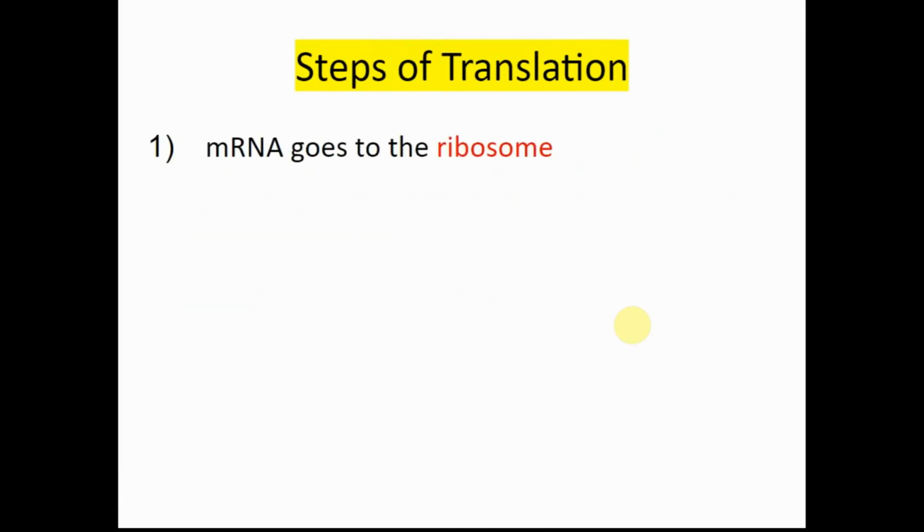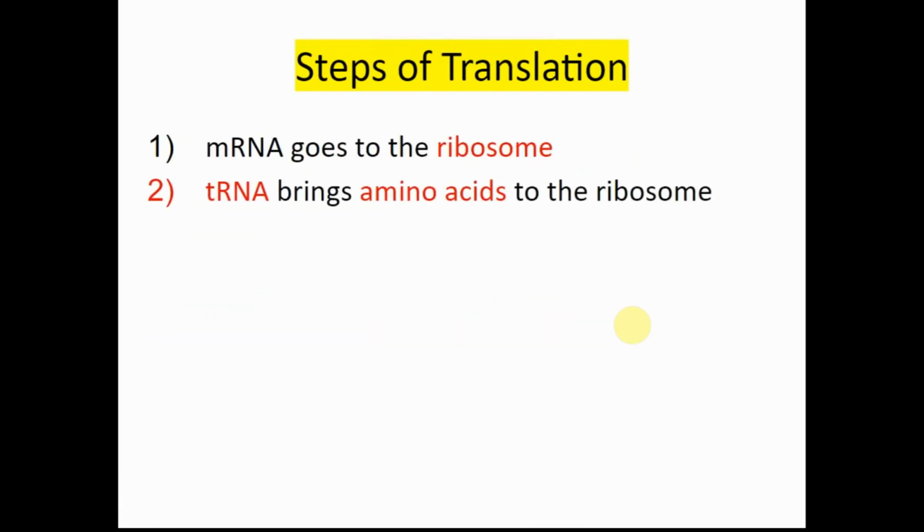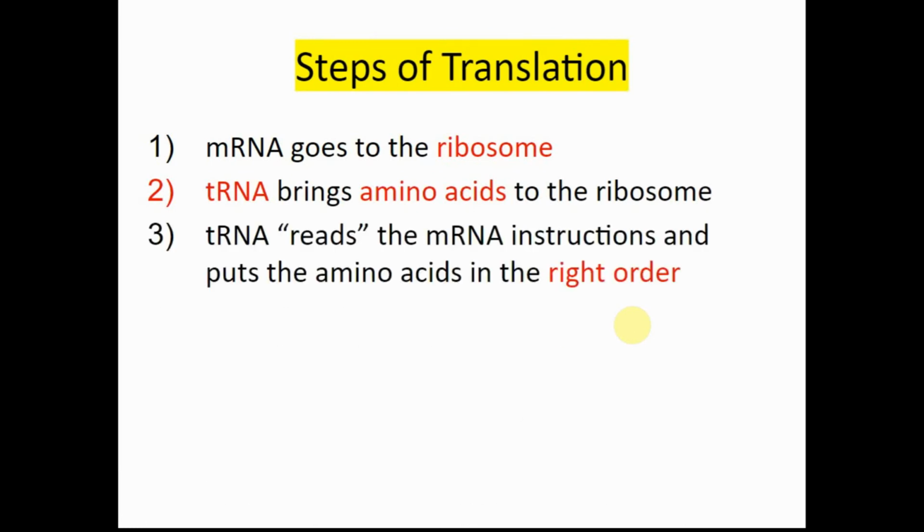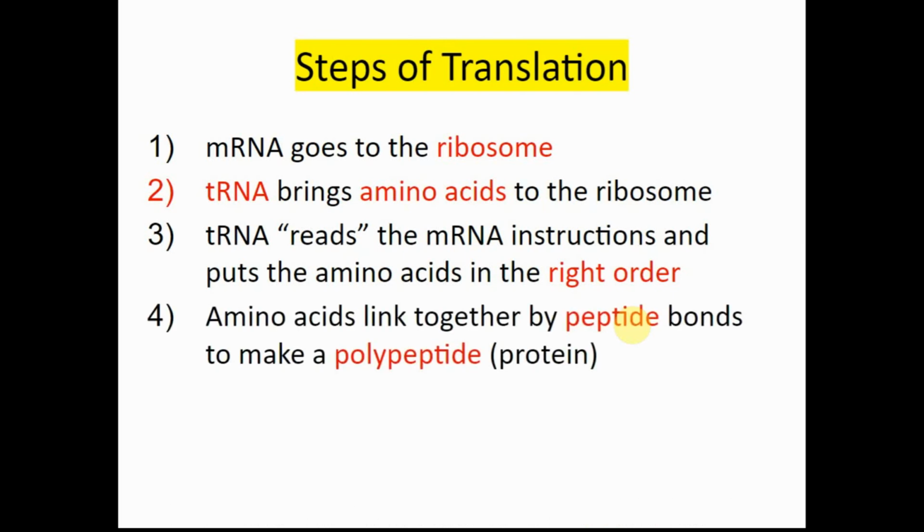This occurs in several steps. The mRNA has to travel to the ribosome. Then the tRNA is going to bring the amino acids to the ribosome and join them in the order specified by the mRNA instructions. Those amino acids join together by peptide bonds, which is a special type of covalent bond, and it makes a polypeptide chain.